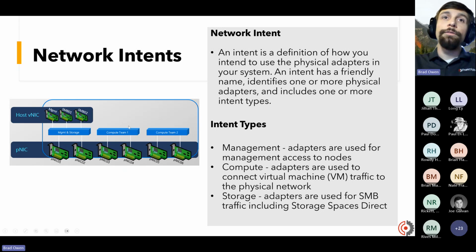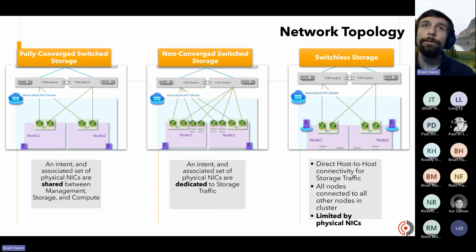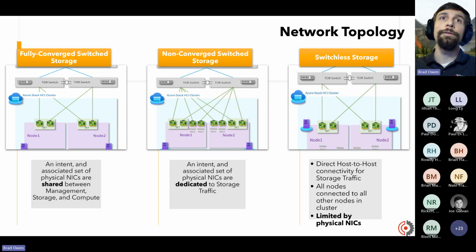This picture is trying to show how different NICs can be grouped to different intents, but you don't necessarily have to do it this way. You have the option to separate management, storage, and compute traffic, but if you want, you can technically group all of that into one intent, which includes management, compute, and storage. So we'll talk more about network topology, right? There are three main network topologies, and we recommend investigating which one is right for your business.